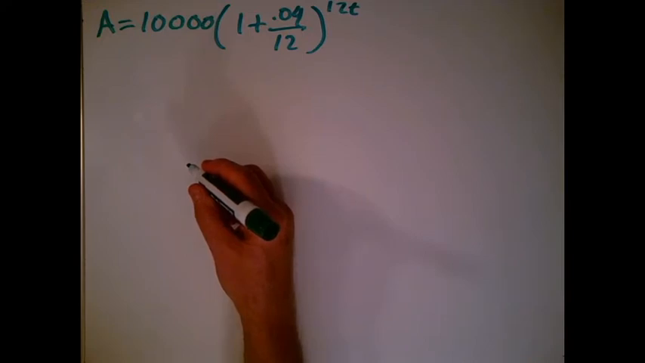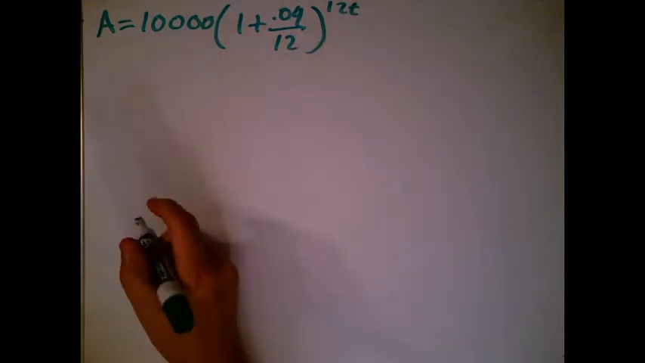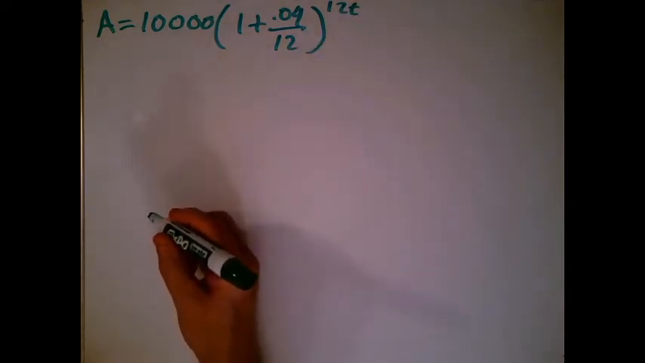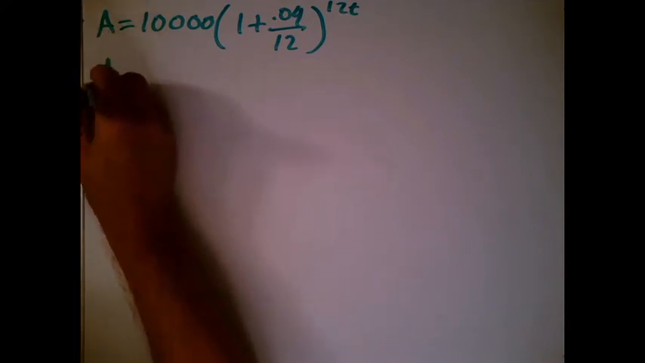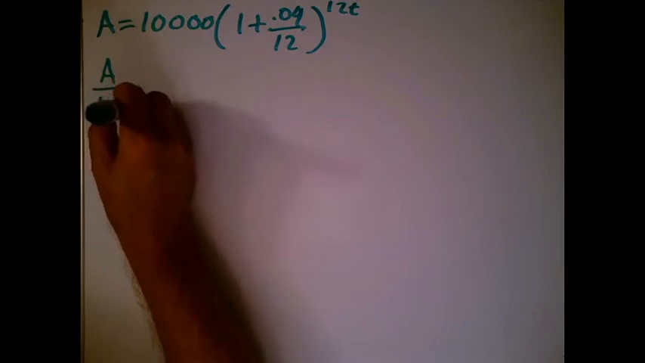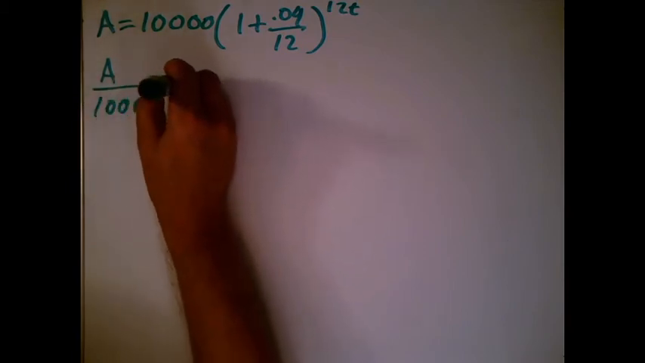To solve for t, I have t way over in this exponent. It's really kind of buried. The first thing I want to do is divide both sides by 10,000. So I'm going to write down that A over 10,000 is equal to the exponential expression.